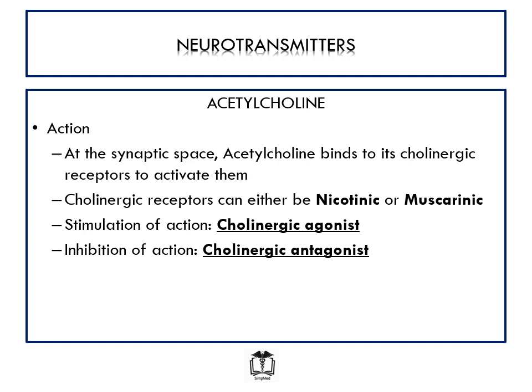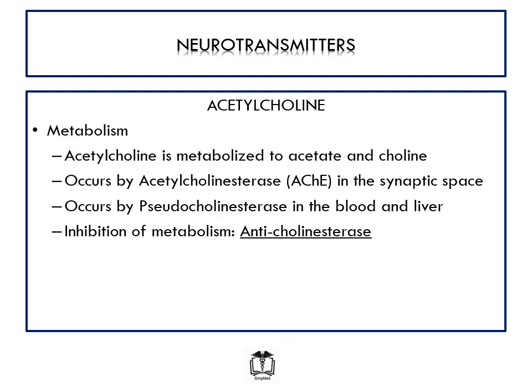Cholinergic antagonists are drugs that tend to inhibit the receptors where acetylcholine does its action. So they influence the action of acetylcholine by inhibiting acetylcholine, preventing it from acting on its receptor. And then cholinergic agonists are drugs that tend to stimulate the receptors where acetylcholine does its action. So these are drugs that act like acetylcholine and perform the action acetylcholine does at its receptor site. The last step in the biosynthesis of acetylcholine is metabolism.